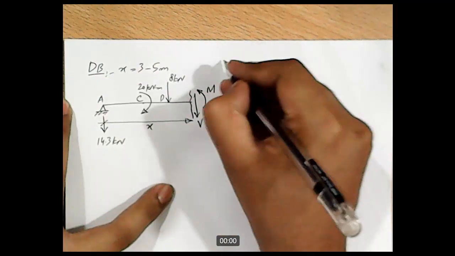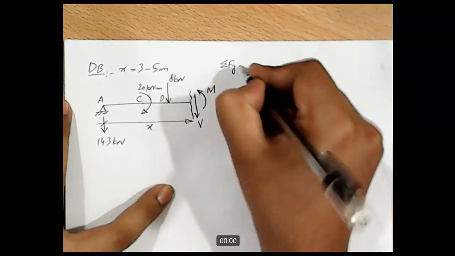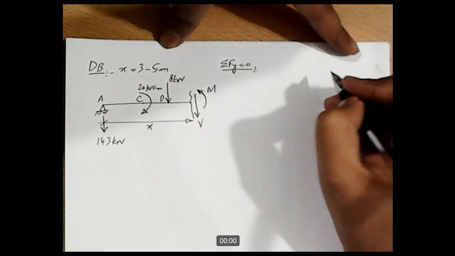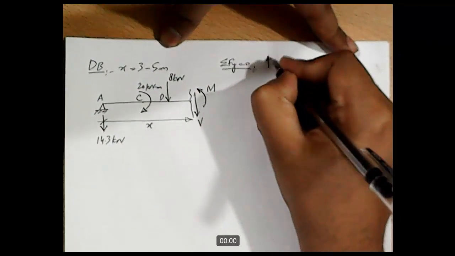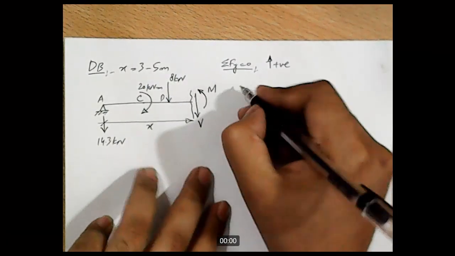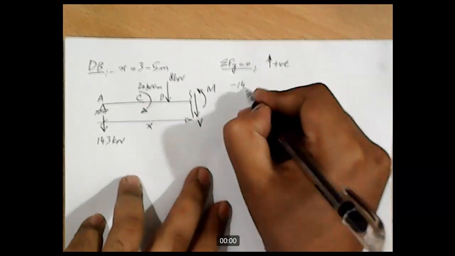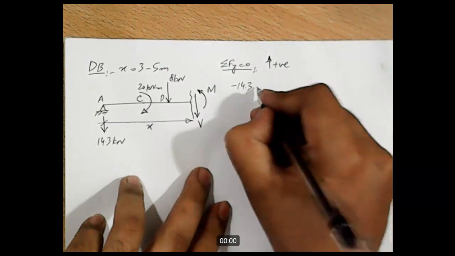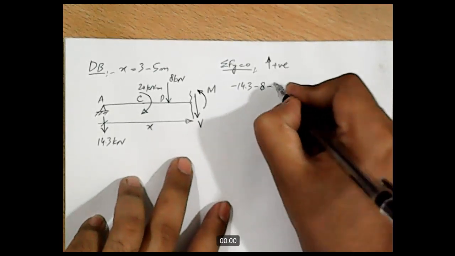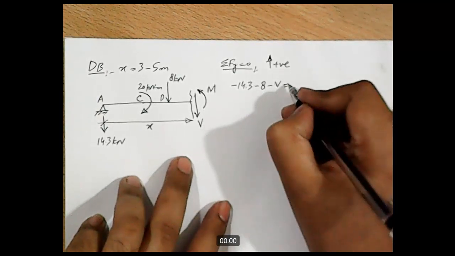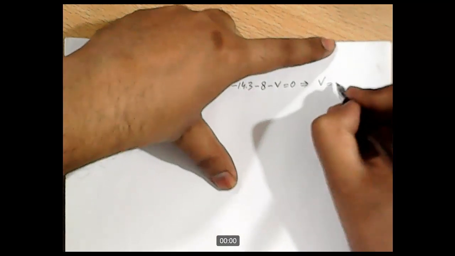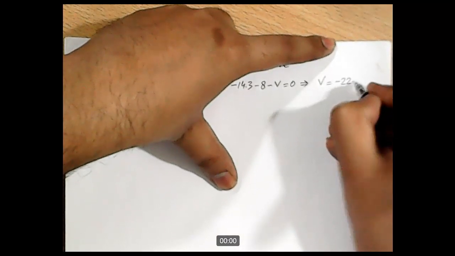Let's apply the conditions of equilibrium. Let's apply sigma Fy equal to 0 first, and our convention will be we will take upward forces as positive. So minus 14.3 kilonewton is acting in downward direction, then minus 8 kilonewton is also acting in downward direction, and then we have shear V also acting in downward direction. So that's equal to 0, and this implies V is equal to minus 22.3 kilonewton.